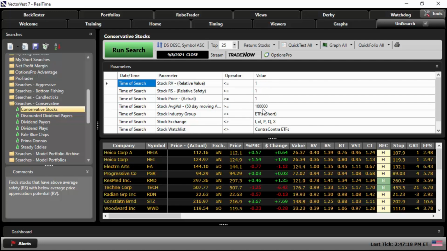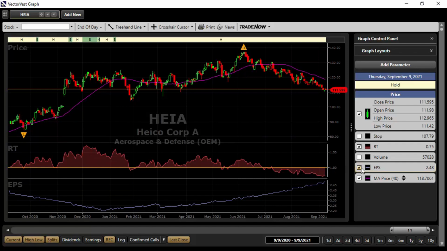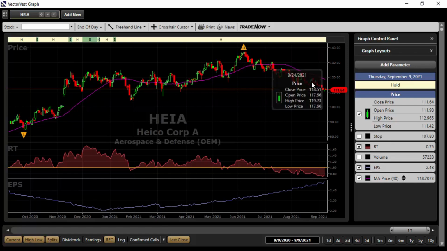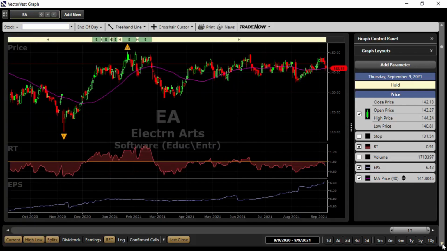If we go ahead and graph some of these, and go ahead and add on earnings per share, because as a conservative stock, making sure the stock is making money is key for a long-term investment. So as we can see with this stock, it has been moving sideways slightly higher over the last year, but as we know, with this sort of dividend safety, you're also getting a dividend through the same time while holding this stock. Moving on to the next one, EA, same situation.